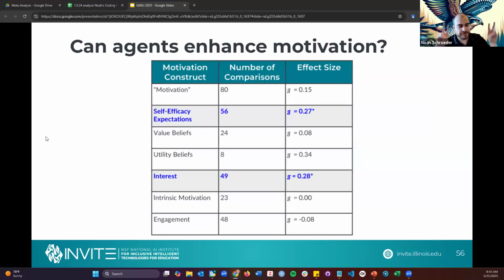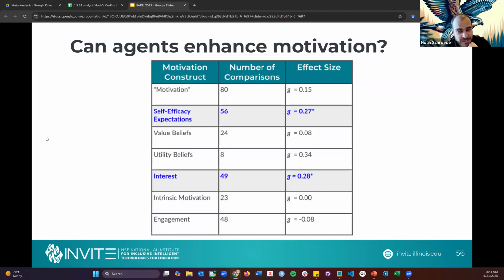Overall, we had one category of motivation. What I mean by that is we first went through and tried to identify, based on existing major theories of motivation in the area that was being used in pedagogical agent research, and we classified all of the measures into these different ones that you can see here: self-efficacy expectations, value beliefs, utility beliefs, interest, intrinsic motivation, and engagement. Anything that an author claimed was a measure of motivation, but couldn't be clearly aligned with one of these theoretically driven constructs, we dumped into that quote unquote motivation category. As you can see, that's the biggest category. To me, that's an important takeaway.